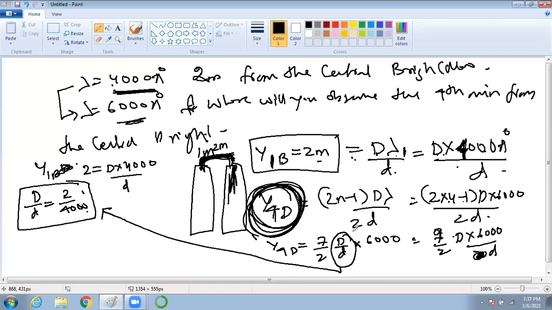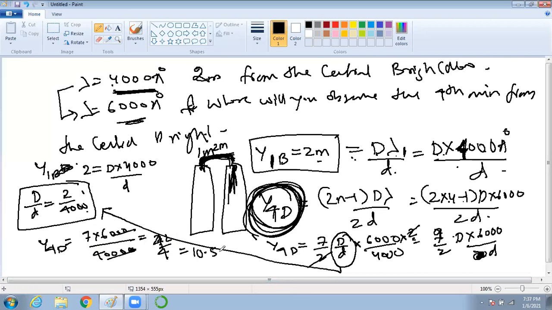So it will be 4,000 and 2. So the 2 gets cancelled. So the answer y4d will be 7 into 6,000 divided by 4,000. So what will be the answer? It will be 10.5 meter. Clear, guys? Yes, sir. Crystal clear? Okay.